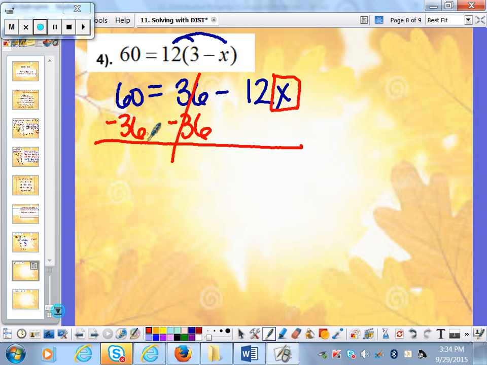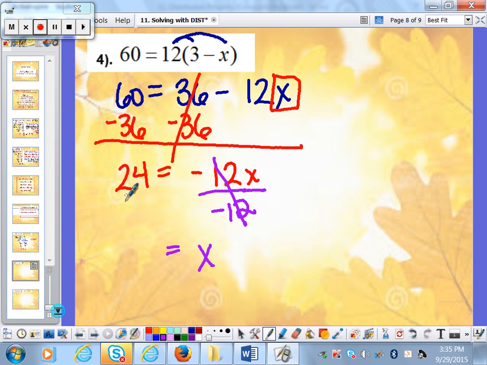On the left, 60 minus 36 is 24. And I'm left with over here a negative 12x. Be careful and make sure that you attach that negative sign that belongs to the 12x. Lastly, I'm going to divide by negative 12 to end up with positive 1x, or just x, and x equals negative 2. You can keep your answer just like this.